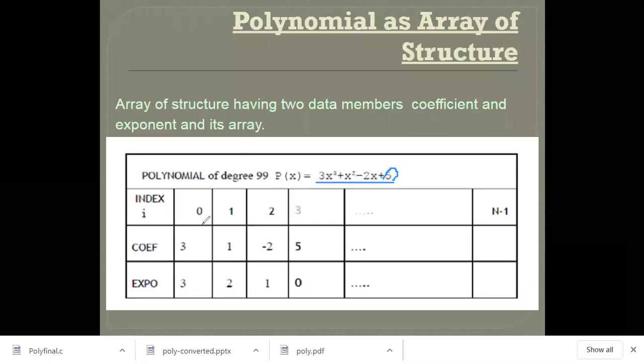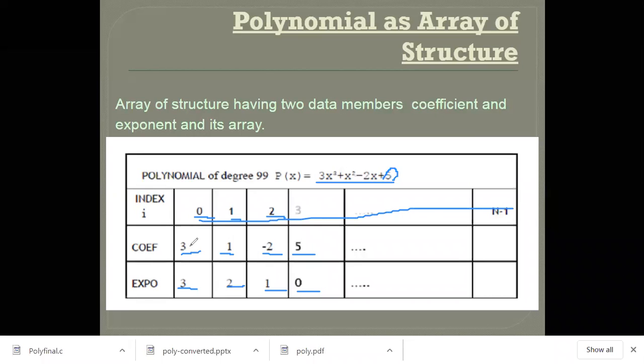At index 0, what have we stored? There is coefficient 3 and exponent 3. In the next location, we are going to store coefficient 1 and exponent 2. In the second location, the coefficient will be minus 2 and exponent will be 1. What about the third location? In the next location, no coefficient is given, so we directly store the value 5 and exponent 0. Just concentrate, this is the index of an array.